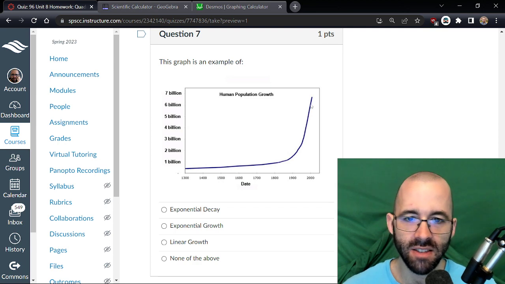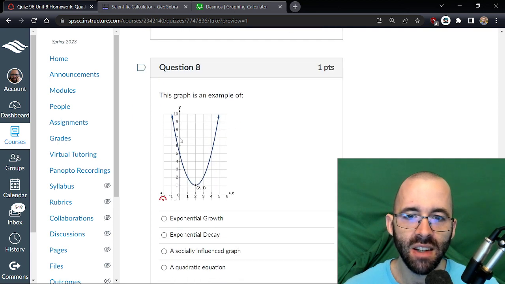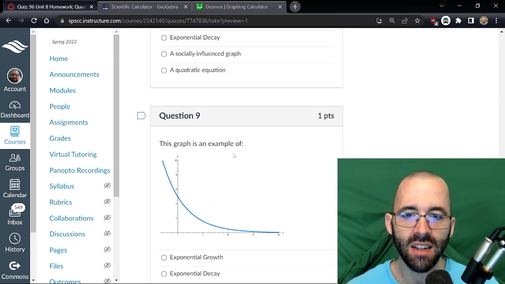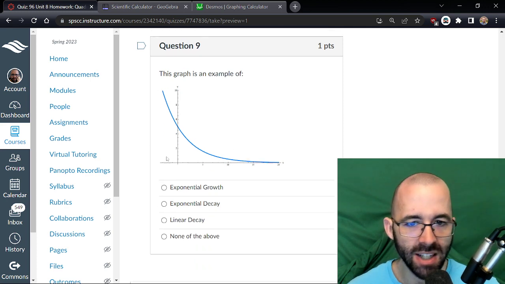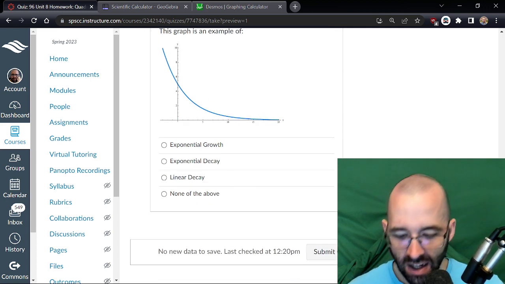Again, here's another example of exponential growth. Here's an example of a quadratic. Here's an example of exponential decay. And that's kind of what we're doing.